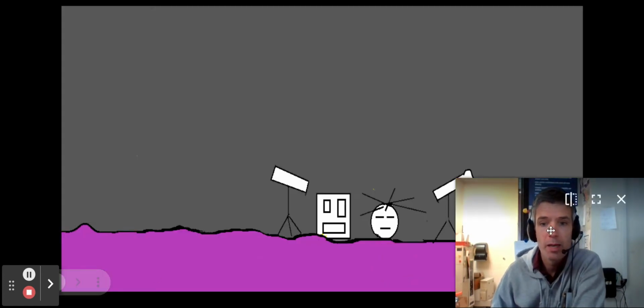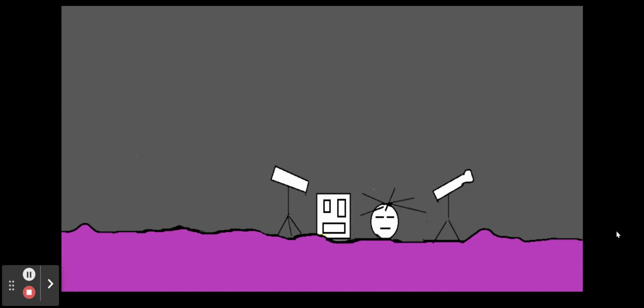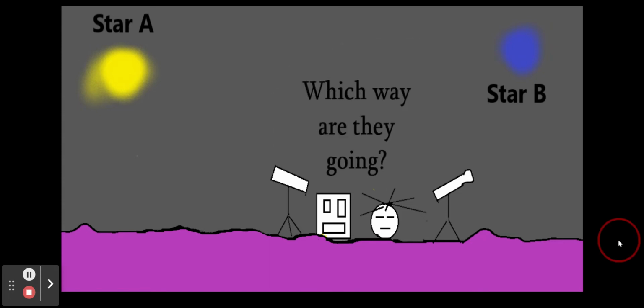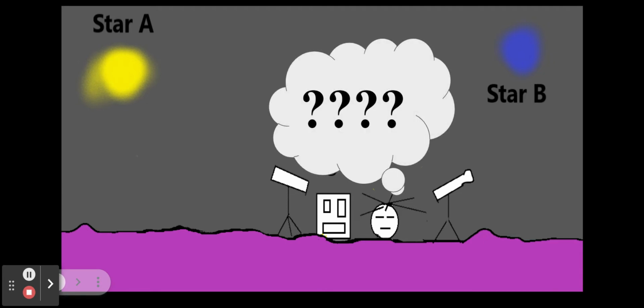So here is our problem. Crazy Hair and Dr. Square are looking at a couple of stars one night, and they want to know which way things are going. You need to analyze the light because they don't know, and that's what this is about. This is basically the problem that we're trying to solve.